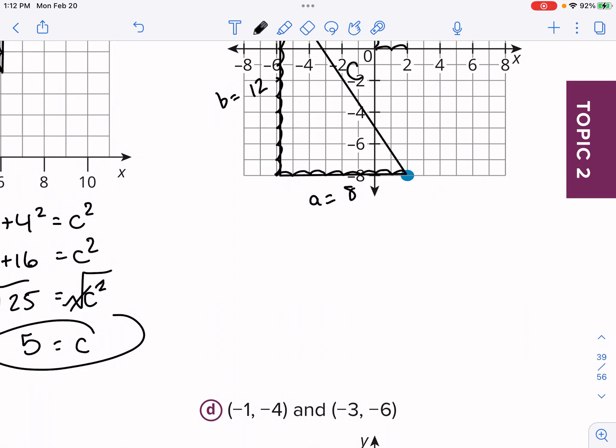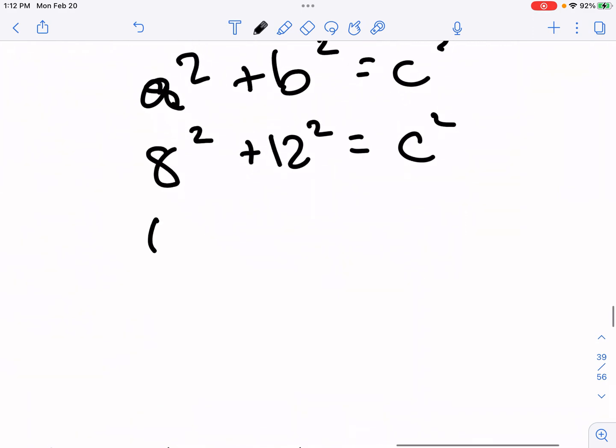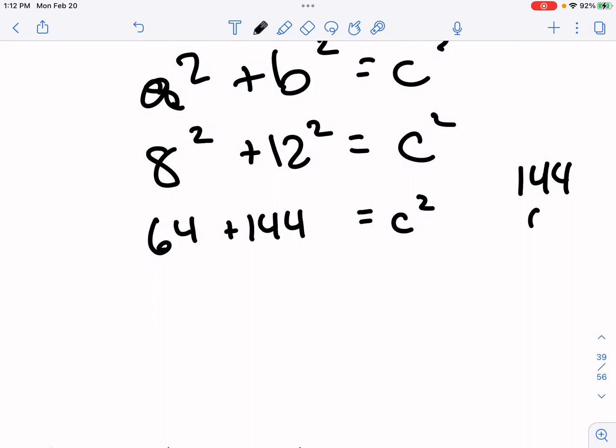So we're going to have A squared plus B squared is equal to C squared. We'll have 8 squared plus 12 squared equal to C squared, or 64 plus 144 equal to C squared. Let's do some scratch work off to the side, adding these two values. 4 plus 4 is 8, 4 plus 6 is 10, carry the 1 to the hundreds place. 1 plus 1 is 2. So this is 208.